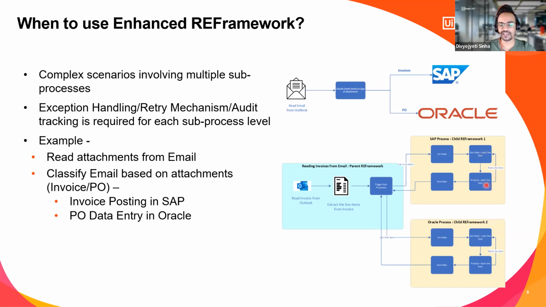In case of any exception encountered in any particular line item, it is supposed to go back to the init state and retry that particular line item, rather than closing it off and going to the end process state. And once all these line items are processed in the SAP part, you can sequentially call the Oracle process next, which is again going to pass the list of line items, and it is going to iterate through each of these line items in this child RE framework, right? So these are the two main use cases. There will be multiple use cases as well, but these are the two best use cases you can think of in order to better leverage this enhanced RE framework.